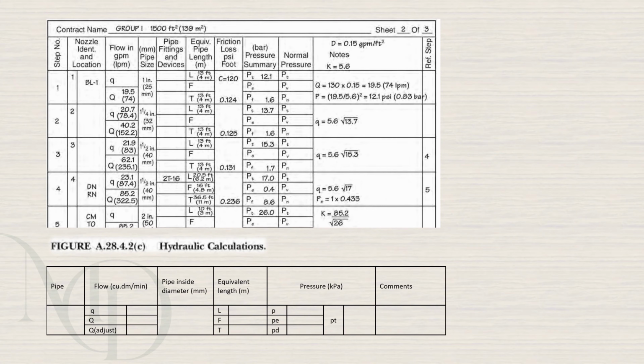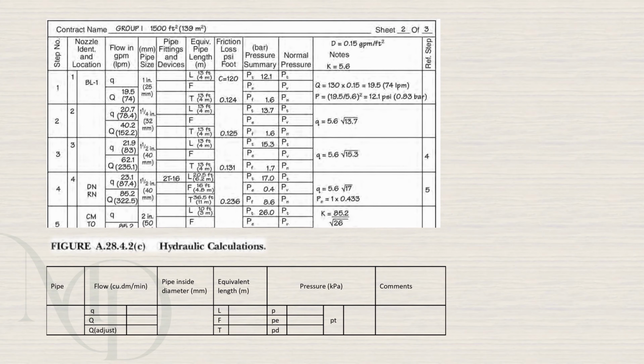For the discharge column, small q stands for the individual discharge, while capital Q is the total discharge. Sometimes, if capital Q is adjusted, we also include a separate row called Q adjust. For the pressure, small p is the demand pressure of the sprinkler. P sub E is the pressure due to elevation. P sub D is the pressure drop. And finally, P sub T is the total pressure. If you want to show your step-by-step computations, you can write them under the comments column.